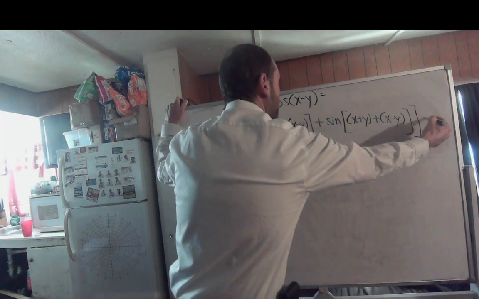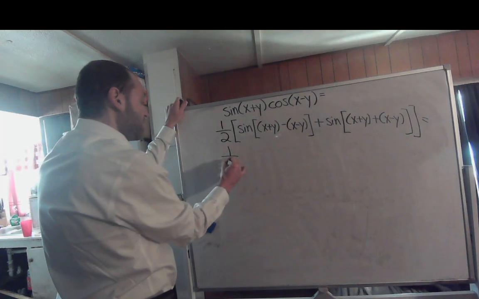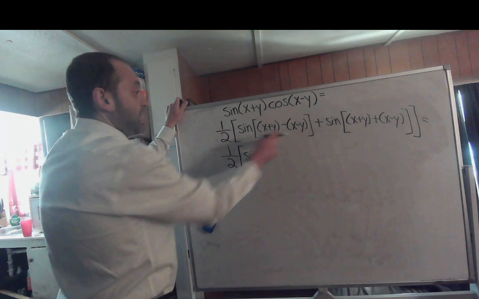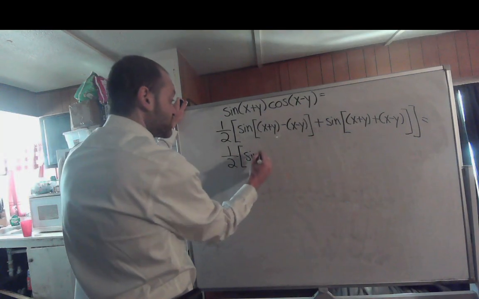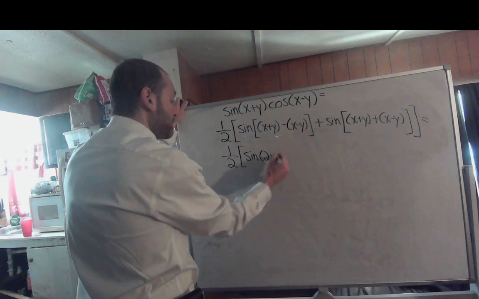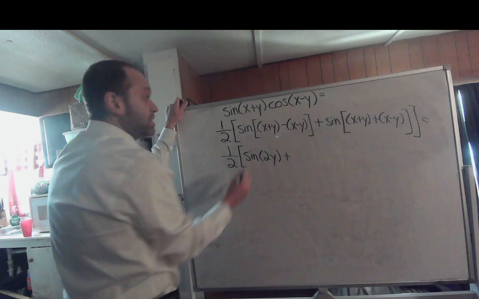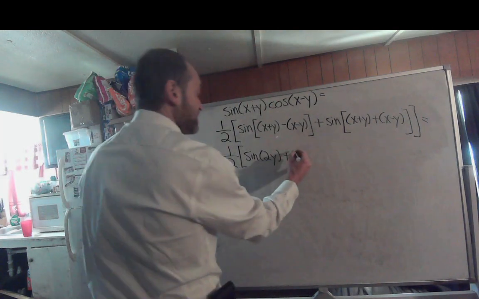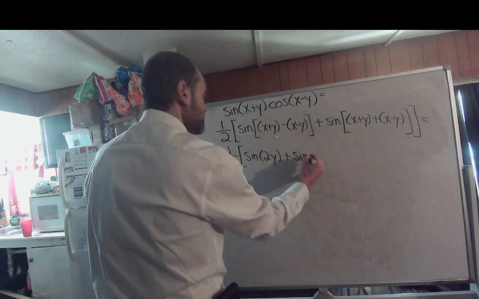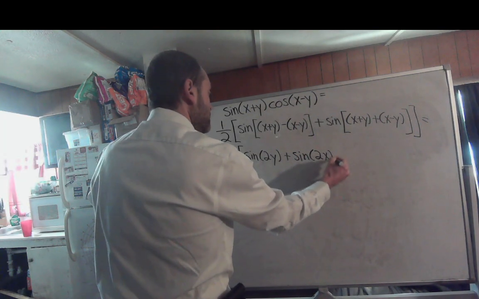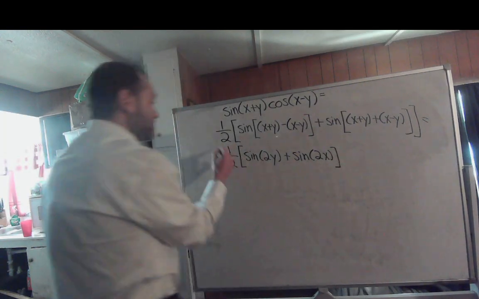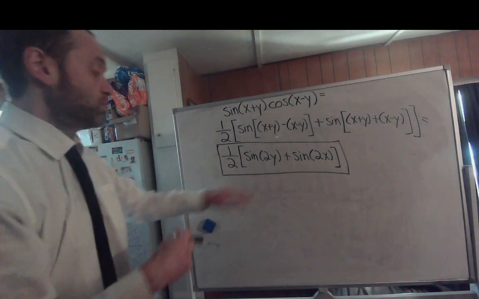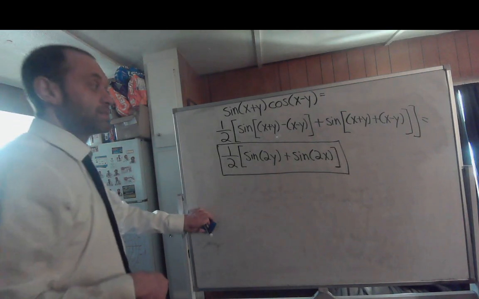So let's simplify this a bit. So this would be 1/2 of the sine of x plus y minus x minus y, which would just turn into the sine of 2y, plus the sine of x plus y plus x minus y, which would just equal the sine of 2x. So your final answer should simplify into 1/2 of the sine of 2y plus the sine of 2x.